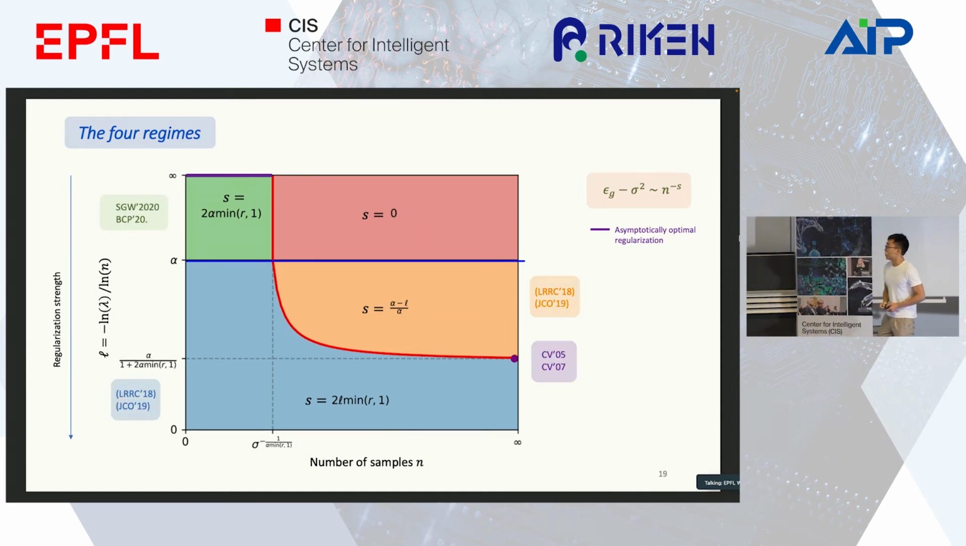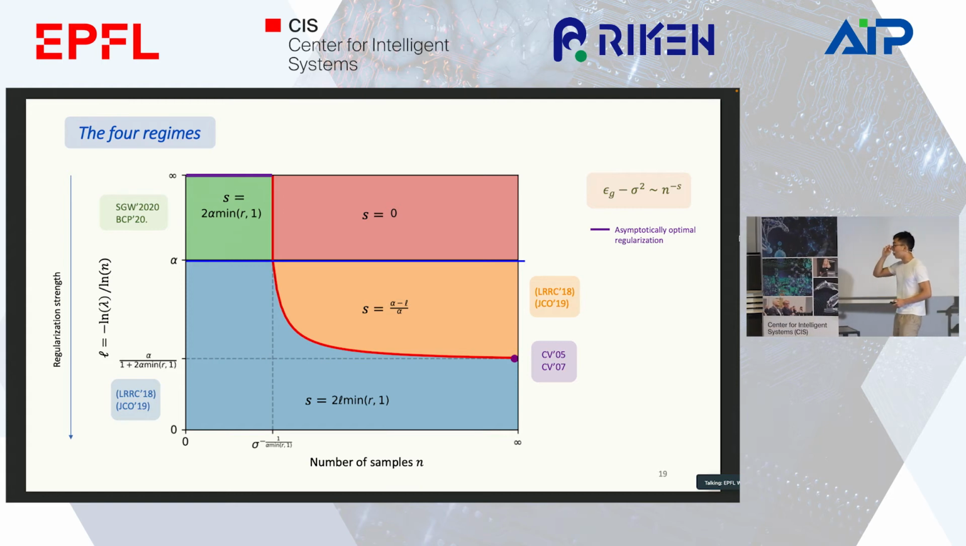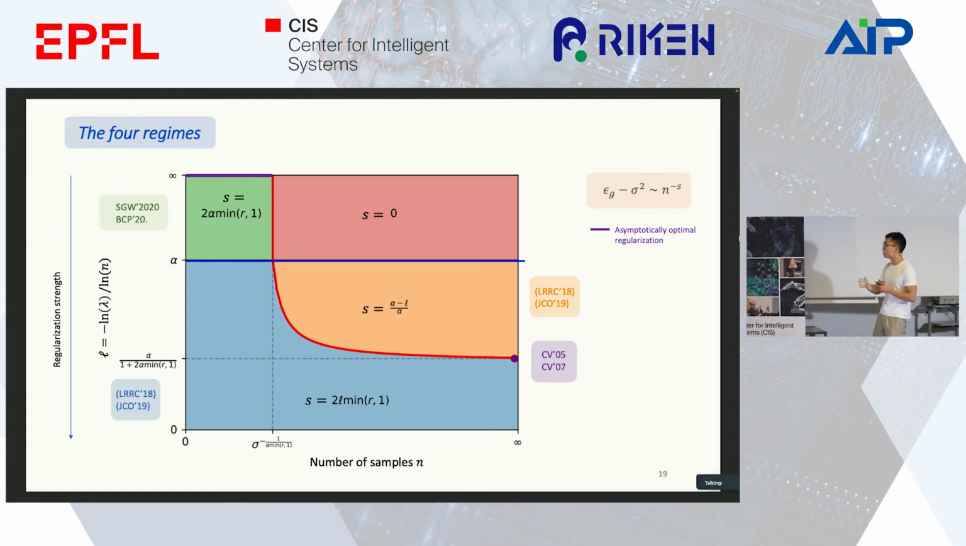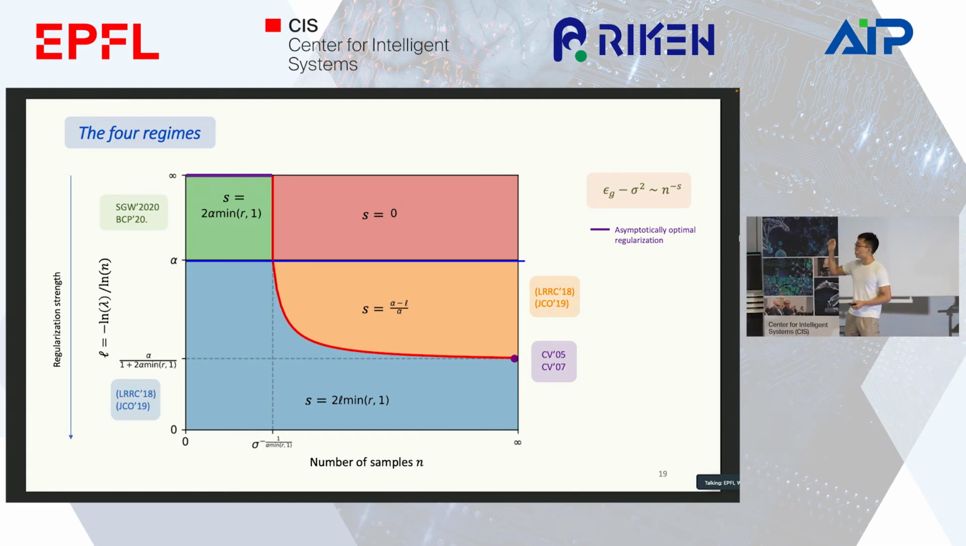Just to make contact with the literature, some of these rates were already present in some form or the other in the literature. For example, the statistical physics papers derive this green rate, while the purple dot corresponds to the well-known work of Caponnetto and De Vito.